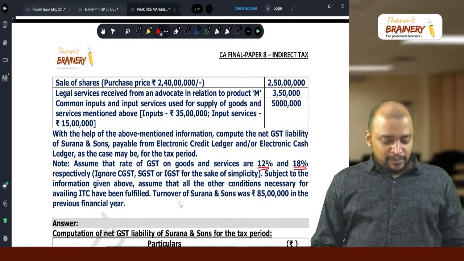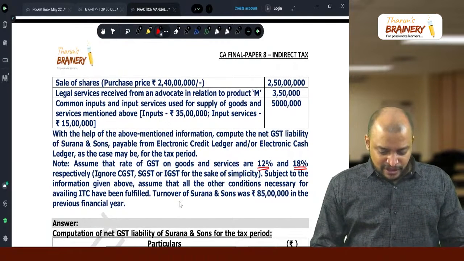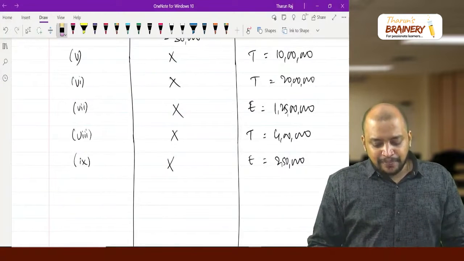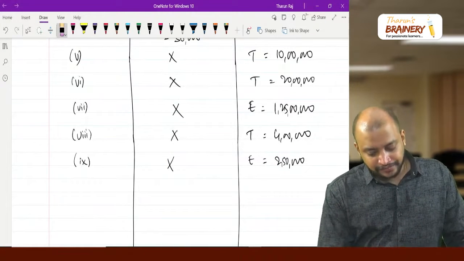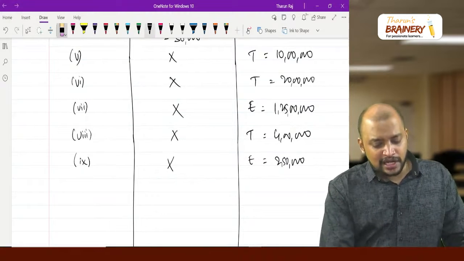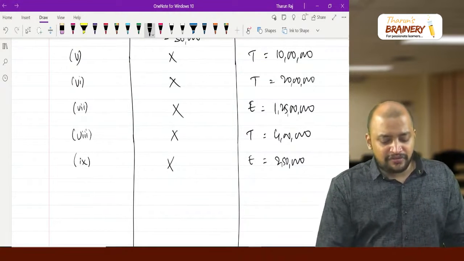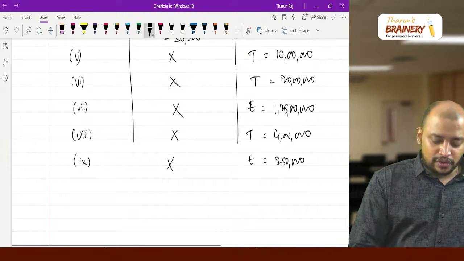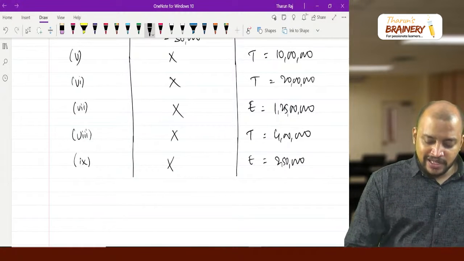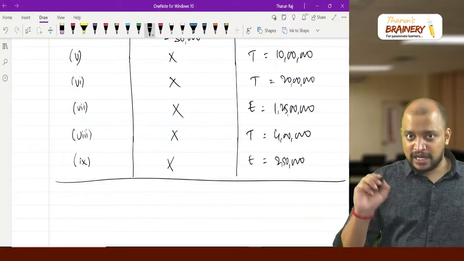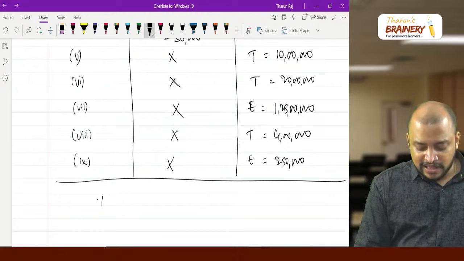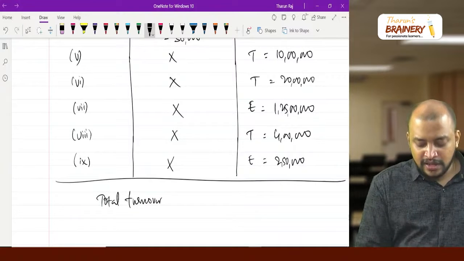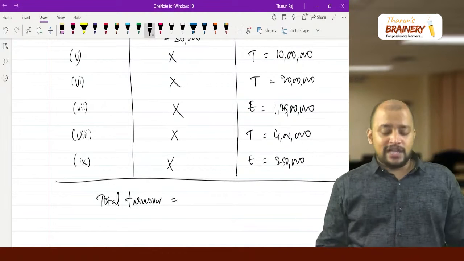Now with the help of the above information, we need to come to the answer. First we will see what is the total turnover. We need a few numbers here: what is the exempted turnover, what is the total turnover, and how much is the GST liability. First we will see total turnover. That's the reason why we have taken the last column.